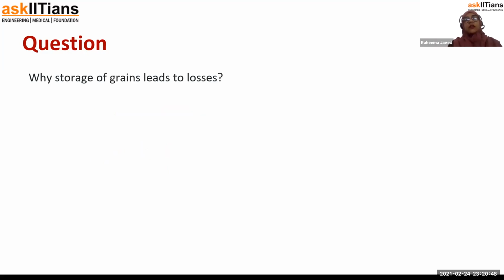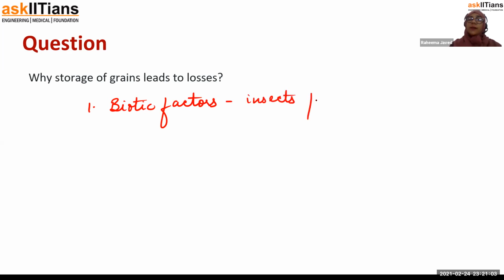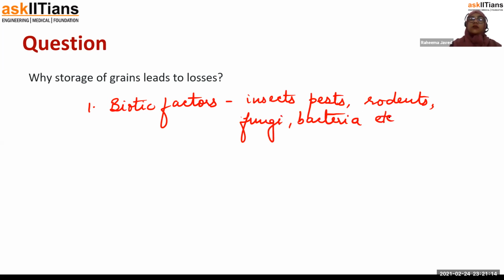Okay, then the next question is, why does storage of grains lead to losses? The storage of grains leads to losses due to two factors. There are biotic factors, which include insect pests, rodents, fungi, bacteria, etc. And there are abiotic factors like temperature variation, humidity variation, etc.